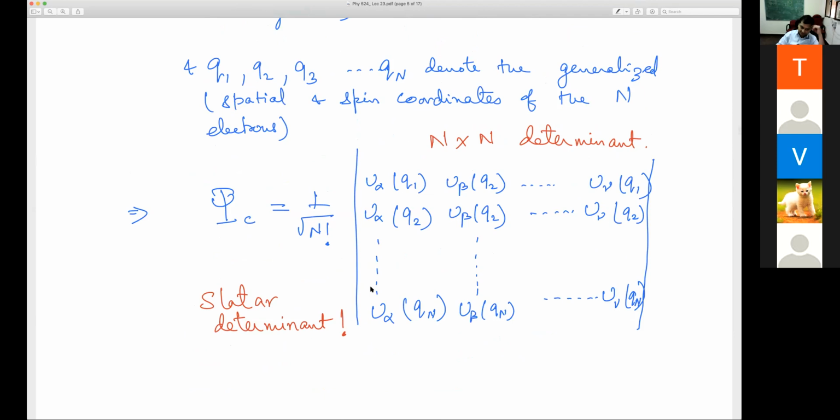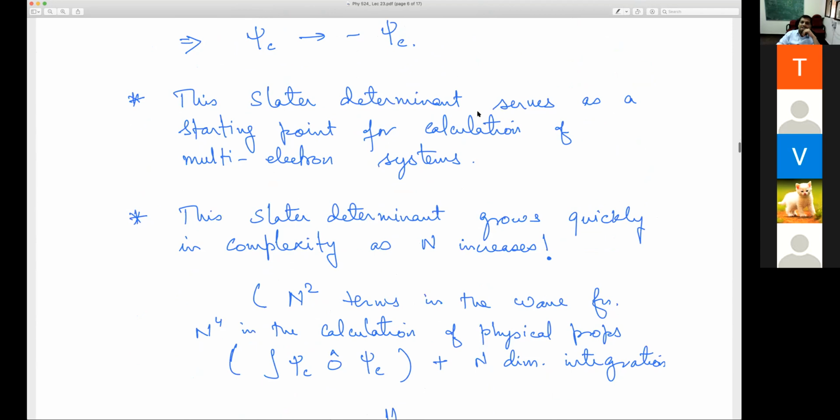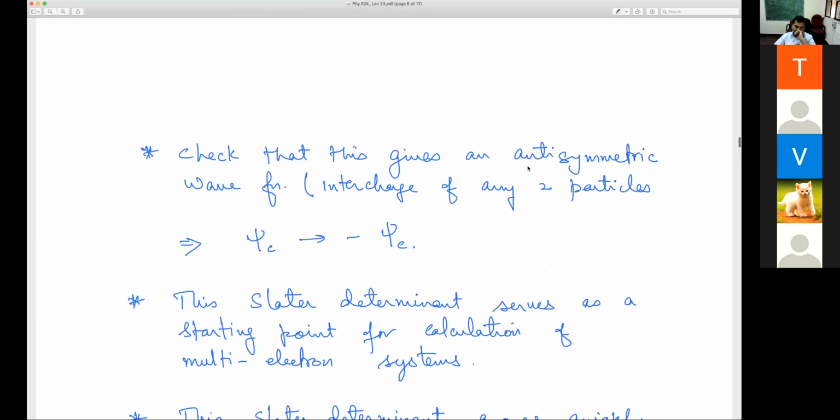I'm sure you have encountered this earlier. This Slater determinant serves as a starting point for the calculation of multi-electron systems, because I had the single electron energy levels. I use them to construct this generalized product, which is anti-symmetric, or I can also construct a symmetric variant of that, which I'll see in a few pages below. And then use this to calculate the eigenfunctions and eigenvalues of whatever matrix I want. So that's the idea. Any questions till now?